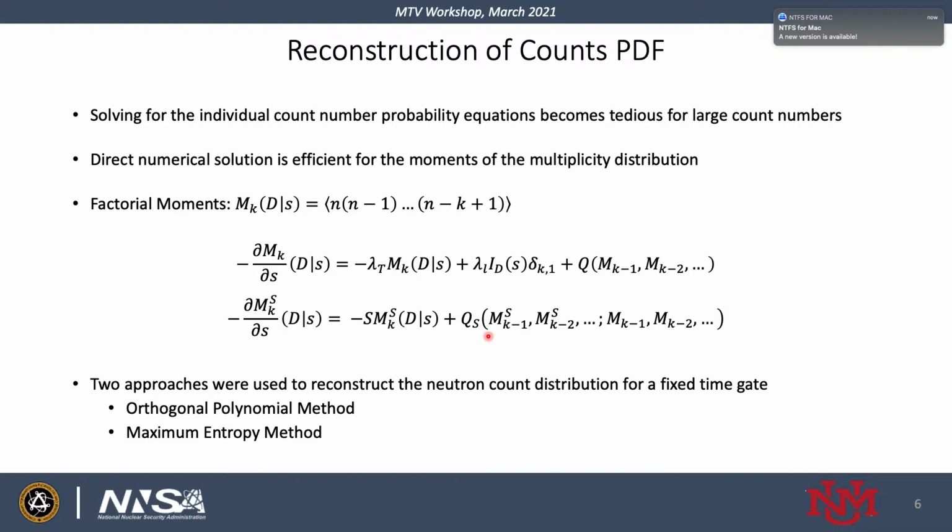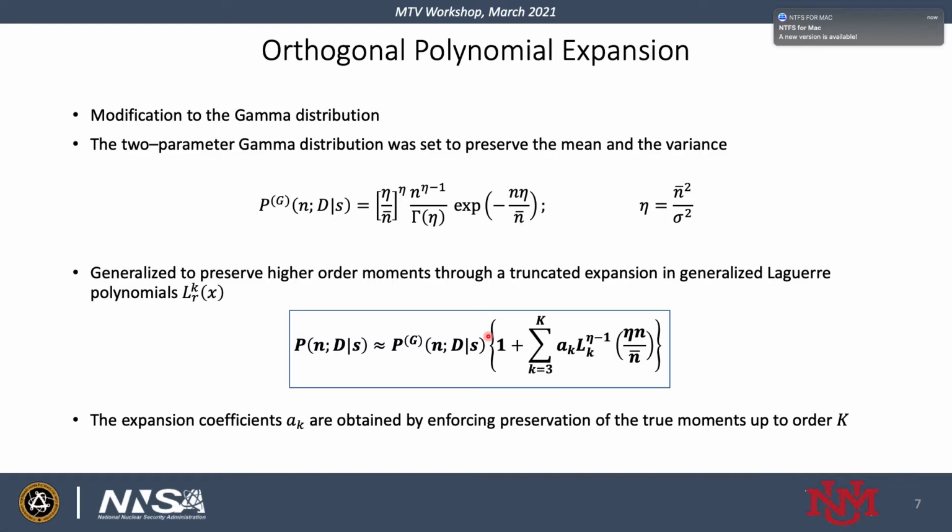And now that we have the moments, two approaches were used to reconstruct the count distribution: the orthogonal polynomial method and the maximum entropy method. The first method, the orthogonal polynomial method, is a variation of the gamma distribution. The gamma distribution itself, which is stated here, was taken to preserve the first and second moment. An important thing to note here is this eta parameter, which is inversely proportional to the variance to mean ratio. I point this out because the value of this parameter will dictate the shape of the distribution.